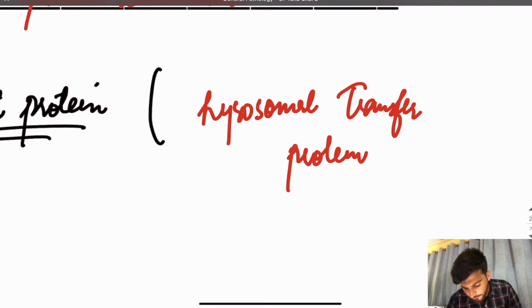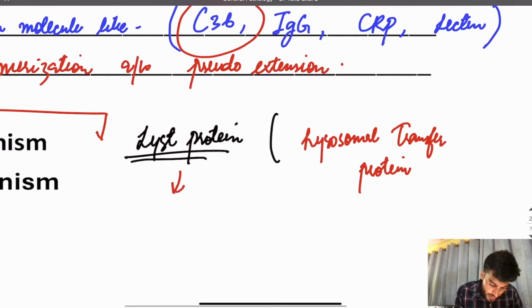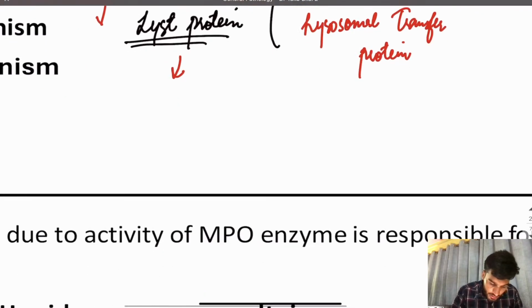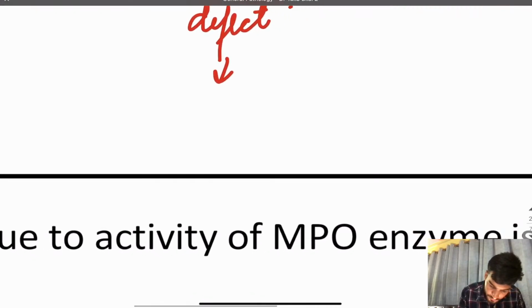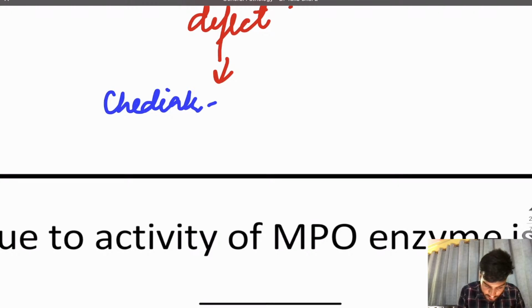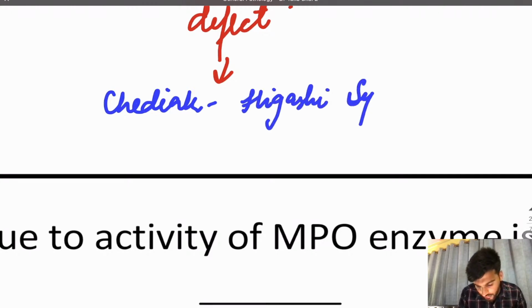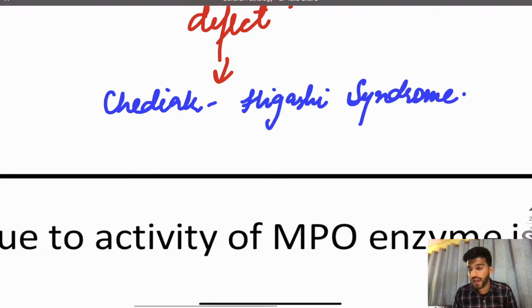And if there is a defect of this protein, my dear students, we have a classical condition. What is the name of the syndrome? We have Chediak-Higashi syndrome. So LYST protein defect, we have Chediak-Higashi syndrome.